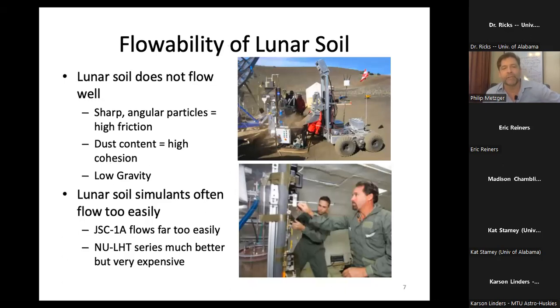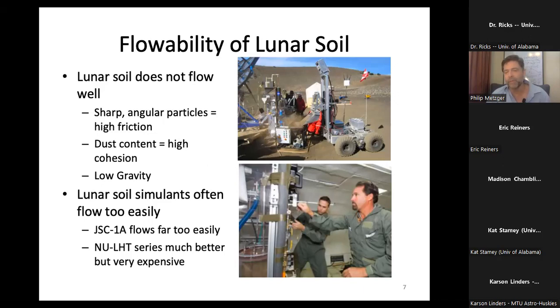Lunar soil does not flow well. The particles, because they're sharp and angular, they have high friction, and because of the high quantity of dust, there's a lot of cohesion. And sorry, the dog's howling in the back. And because of low gravity, it's even worse. So we've done experiments, and the lunar soil does not flow well at all. The simulants tend to flow better than the lunar soil does.